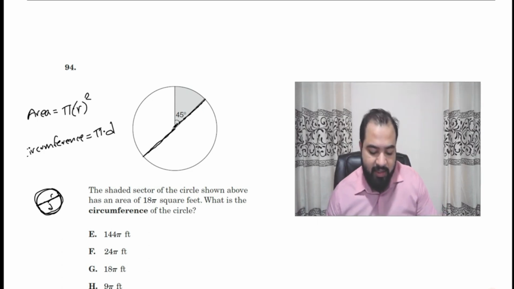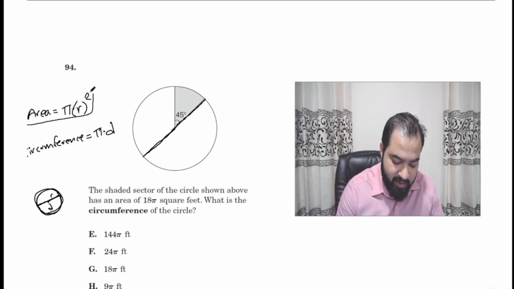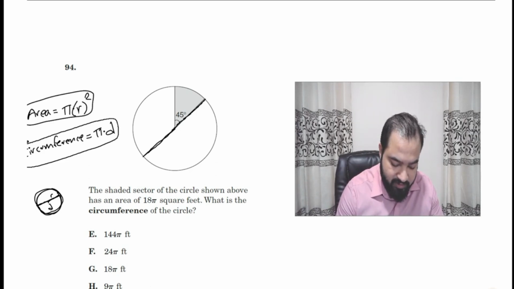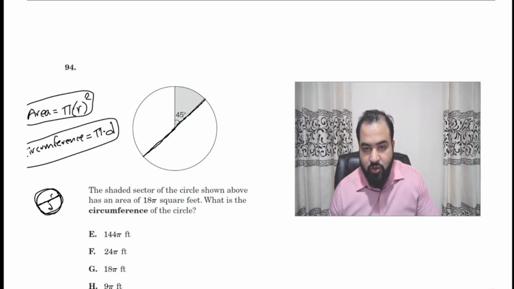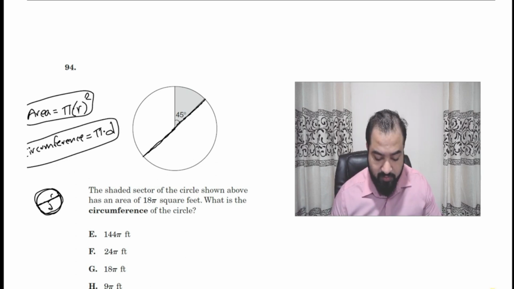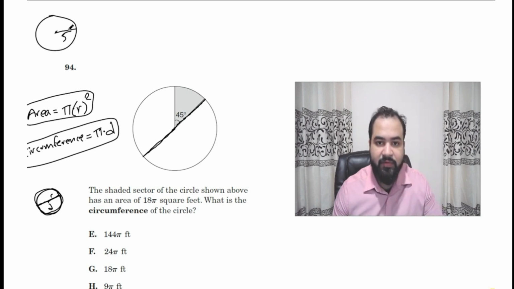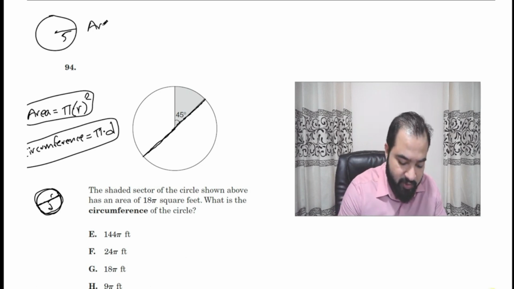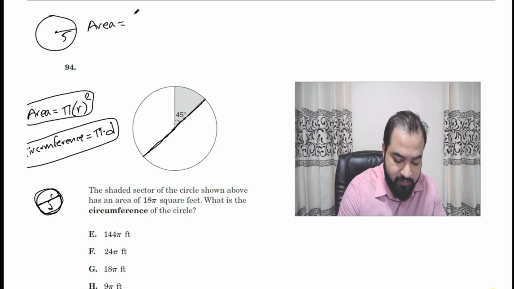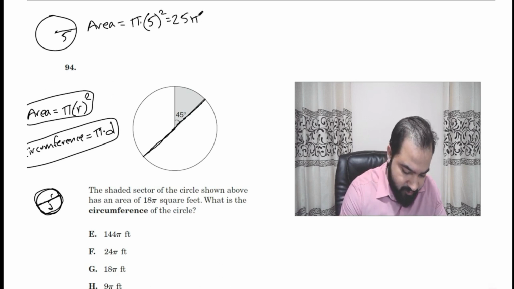All right, now pi times radius squared is the area, and the circumference is pi times the diameter. So now I will give an example before starting. Let's say I have a circle with radius 5. What will be the area of this circle? So the area will be equal to pi times 5 squared, which is 25 pi, right?